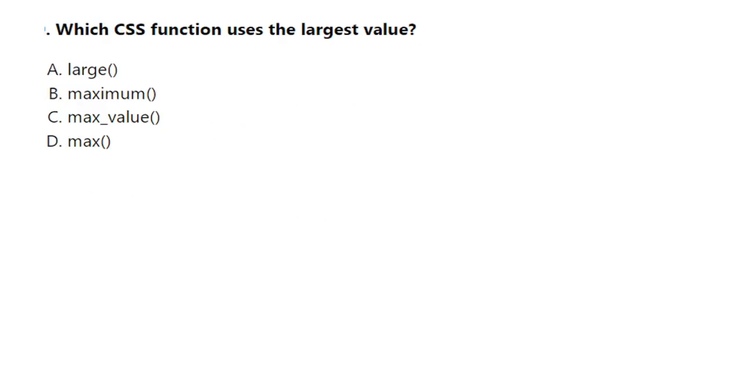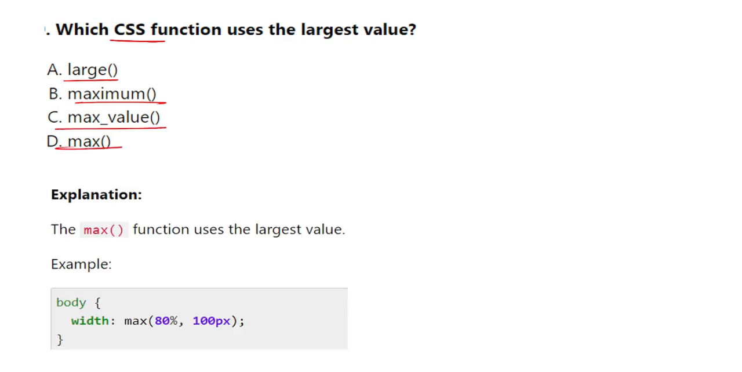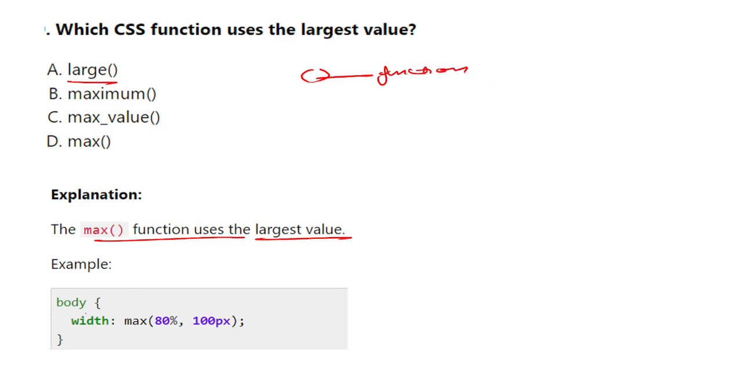Next question is: which CSS function uses the largest value? If you want to hold the largest value in cascading style sheets, you can use the large function, maximum function, max value function, or simply the max function. So the correct answer is the max function, option D. The max function uses the largest value. Remember one point, whenever you use brackets after any word, that becomes a function. So body, width: max(80%, 100px).